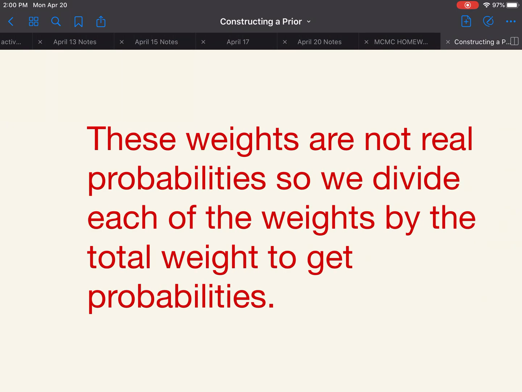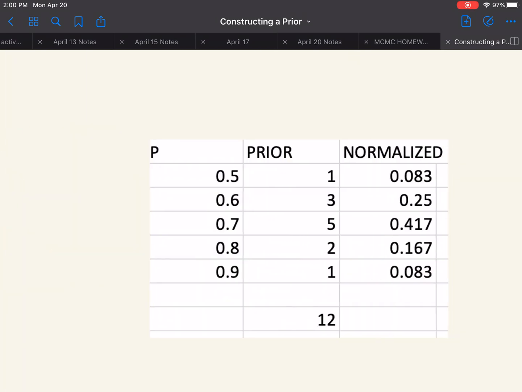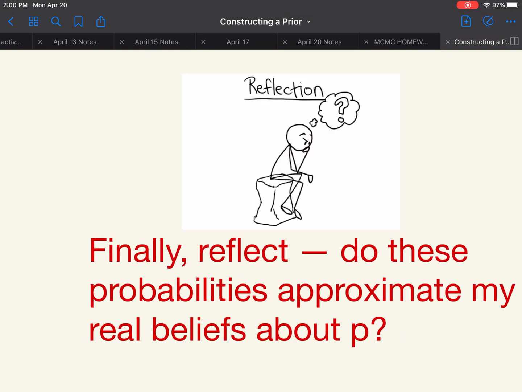Now these are not real probabilities, so to make them probabilities, we divide each of the weights by the total weight. And we get this prior distribution for P. Now we have to reflect. Do these probabilities really approximate my beliefs about this shooting probability?